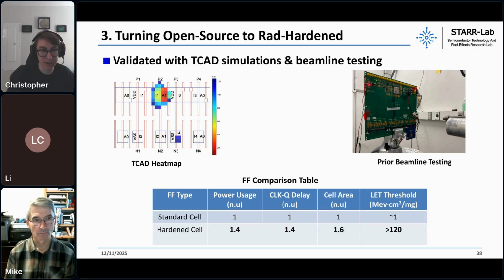So after that, we also went on and validated the technology with TCAD modeling software. We actually model our flip-flop cells and look to see where the sensitive regions are within the device. There are also some other layout constructs that we may try to implement or avoid to further reduce the transient.